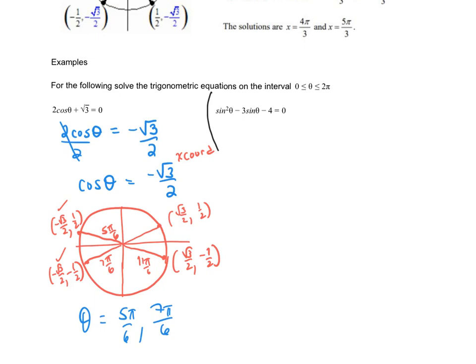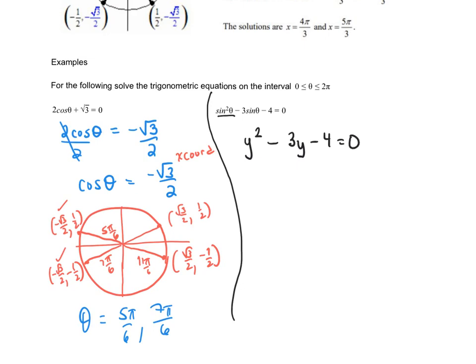All right, finally, let's look at this one. This is a trigonometric quadratic function where you have a sine squared, a sine, and a number. If you look at it, it's really a quadratic function. Because if I think of sine as something, let's call it y, then sine squared is y squared. So this is like y squared plus 3y minus 4 equals 0.